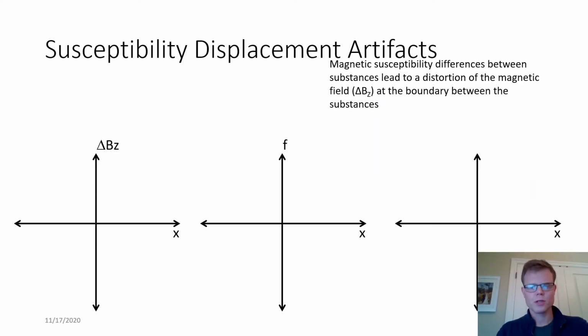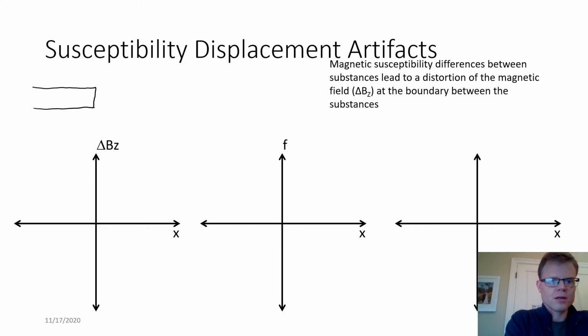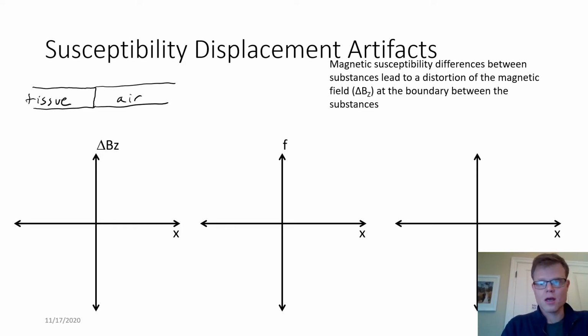Okay, next I want to examine what types of artifacts we see from displacement due to magnetic susceptibility differences. So how we're going to set up, let me look at this, is we're going to create a tissue boundary here, an air tissue boundary. Let's say on one side here we have tissue, and the other side here we have air. So one side being diamagnetic, the other side being paramagnetic.